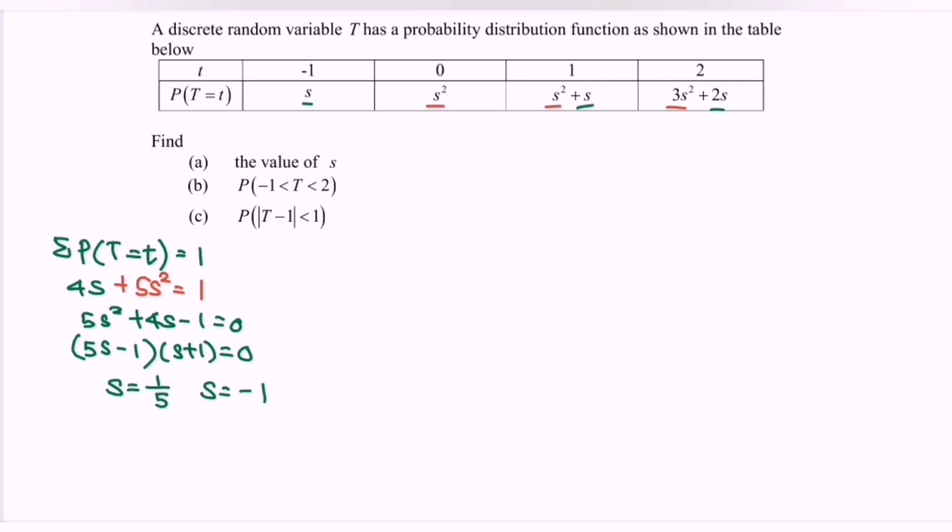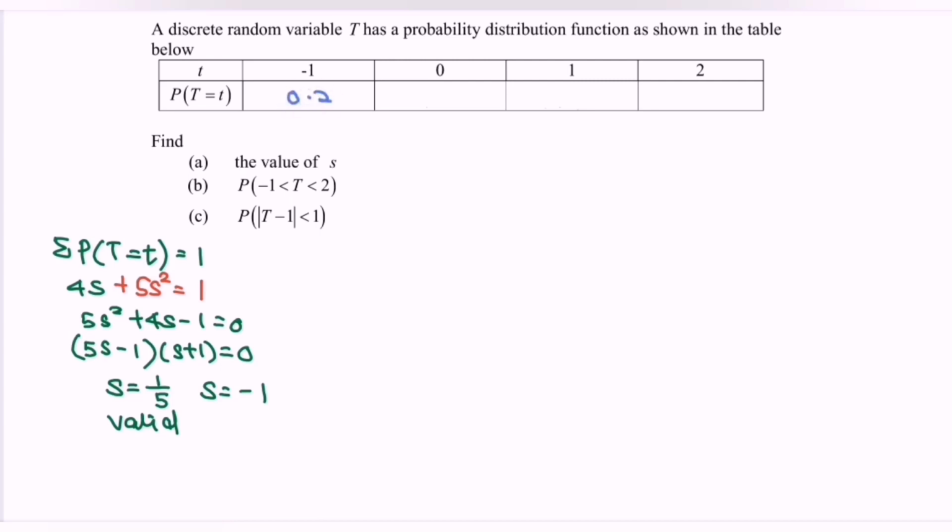Number 2, the summation must be equal to 1. So in here, S must be positive, so the value of S will be 1 over 5. Kindly substitute the situation. So for the negative 1, it is equal to S, so here we have 0.2.